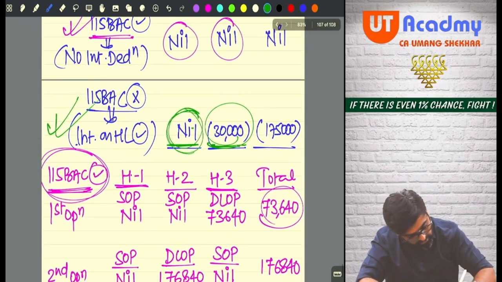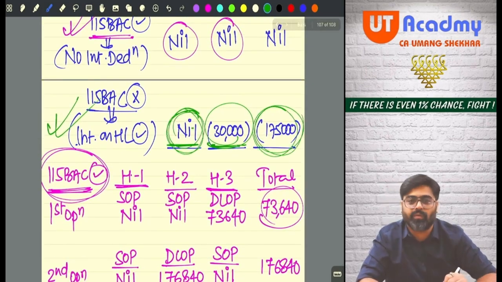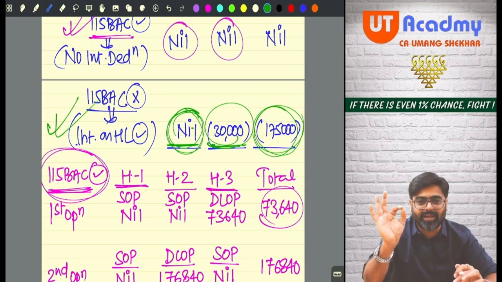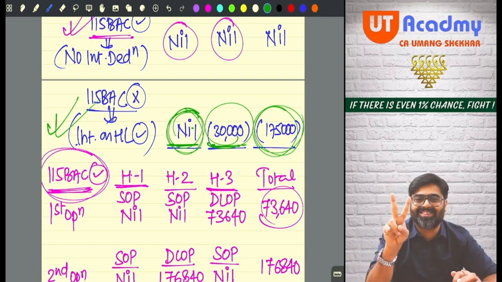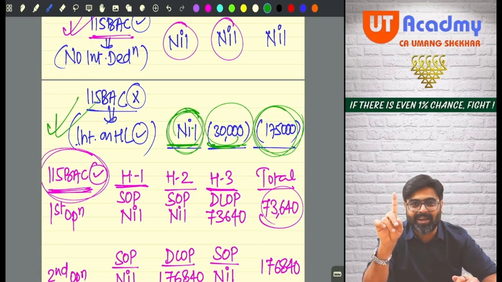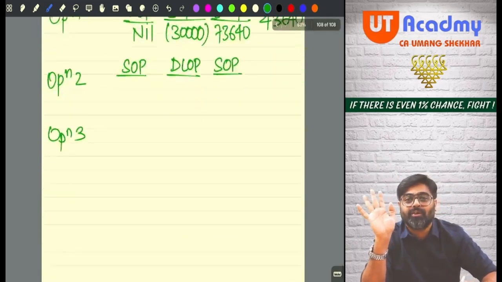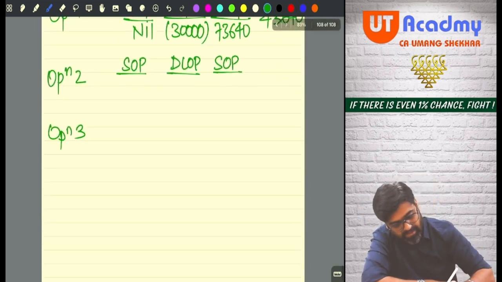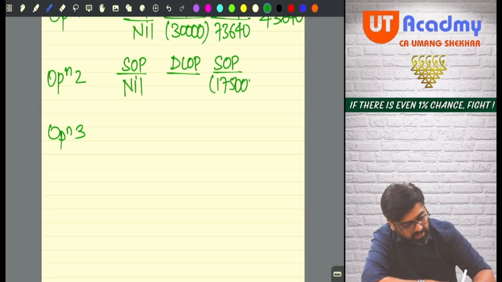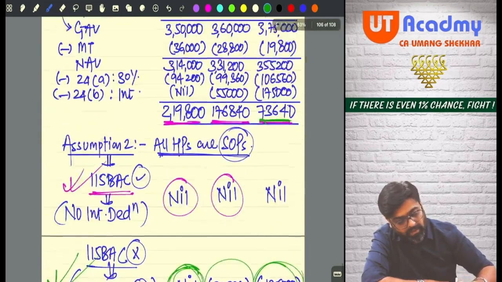Can I say 1 and 3 now? Both taken together, interest is not going more than 2 lakhs. Getting my point? So the loss is also not going more than 2 lakhs. Yes or no? So will I write nil here? Yes. Will I write 1,75,000 here? Yes. So what will be the DLOP income?